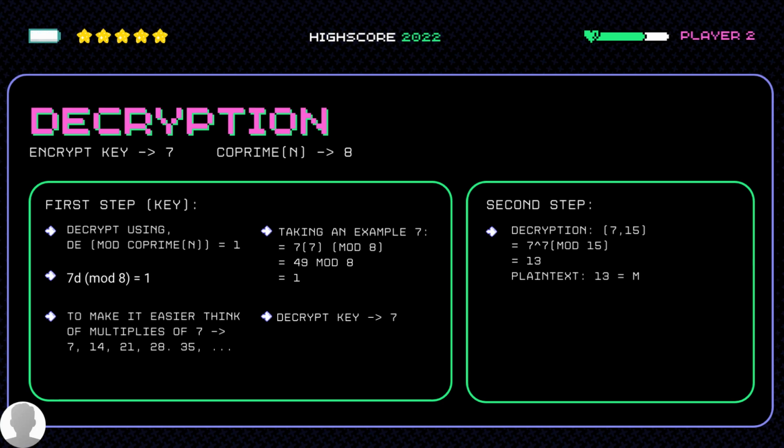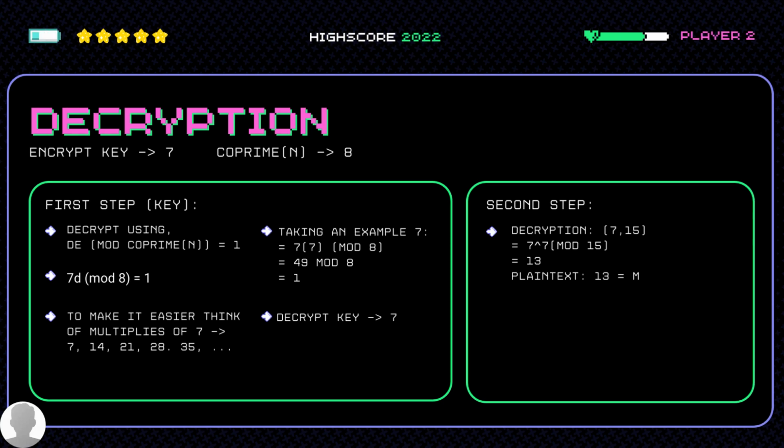So how do we find d? To make it easier, we must think of multipliers of 7 as in the example below. For example, we take 7. So it would be 7 times 7 mod 8 equal to 49 mod 8. Then we got the value which is 1. Then our decrypt key would be 7.